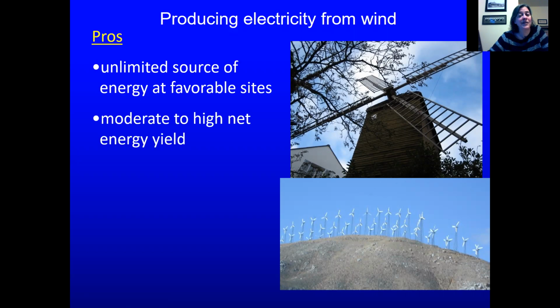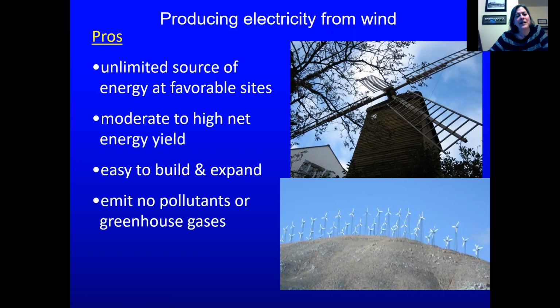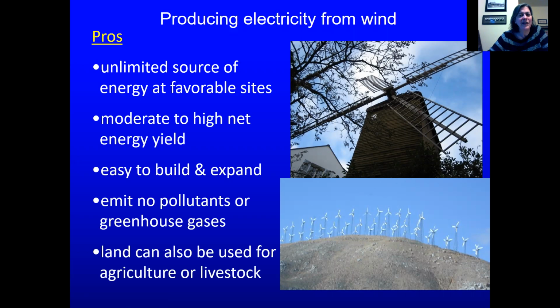Moderate to high net energy yields. Once you build the turbine, you're pretty much good to go. Easy to build and expand. You can put up one turbine and expand over time. You don't put out greenhouse gases. And you can also double use the land. If these turbines are sitting high off the ground, you can graze sheep or whatnot underneath there. So you can use that land for more than one thing. You can grow crops, you could graze farm animals, etc.